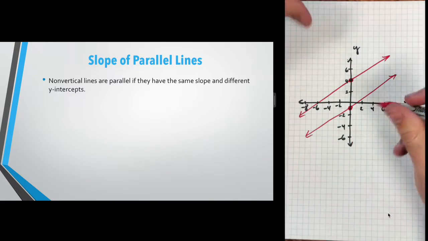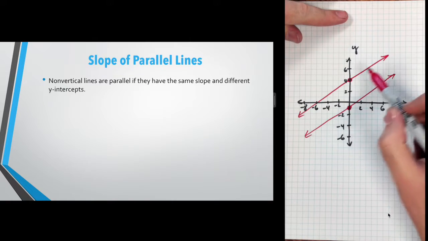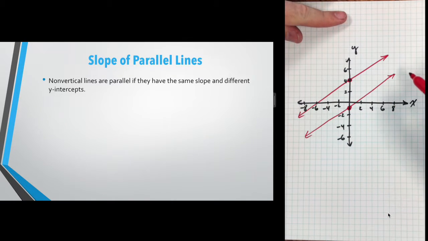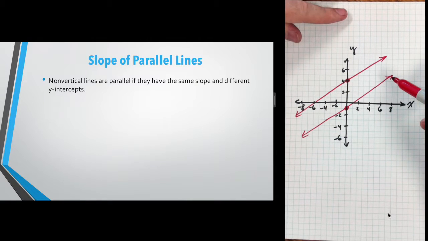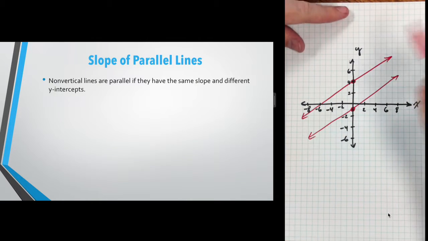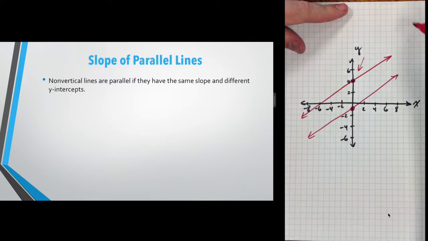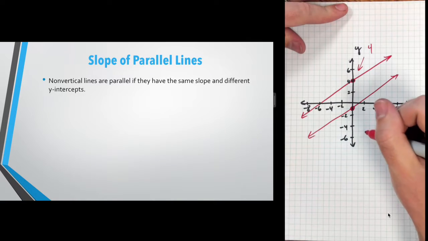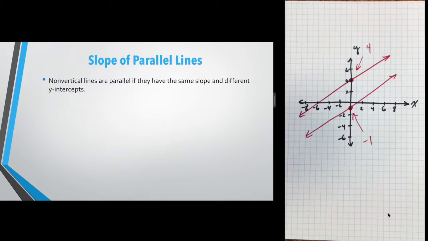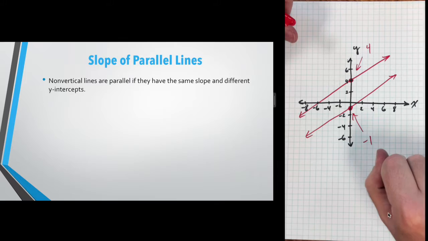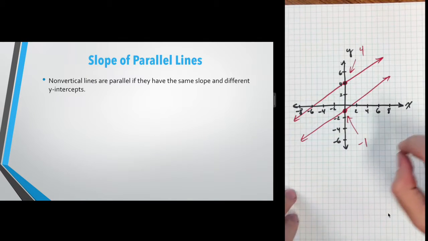So notice they're parallel lines. So the slope is actually the same. They're both going in the same direction, growing or increasing upward at the same rate. That's our slope. Yet the y-intercept of this top one is 4, while the y-intercept of this bottom one is negative 1. So that's what we mean when we say non-vertical lines are parallel if they have the same slope, so they're parallel, with different y-intercepts. Okay, that's what we're saying there.